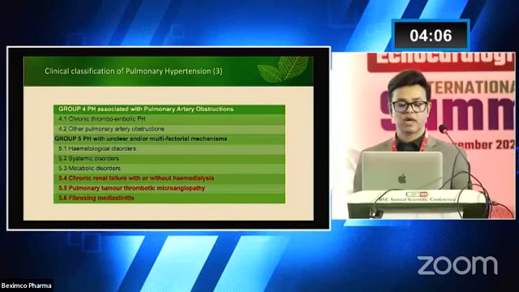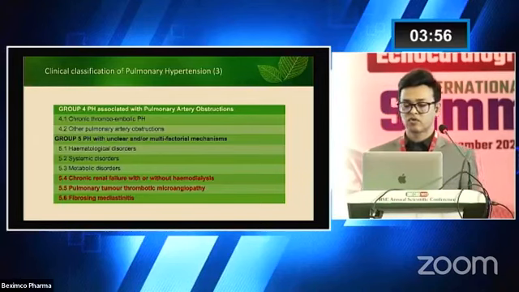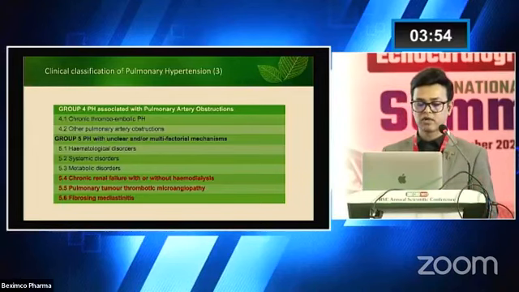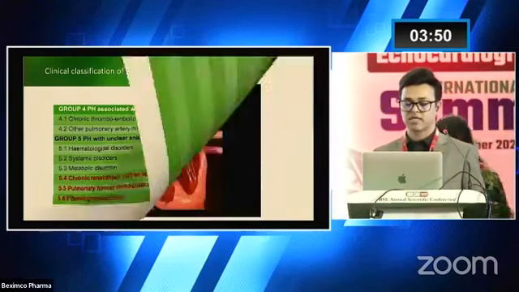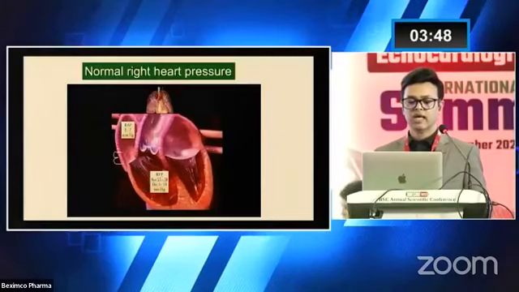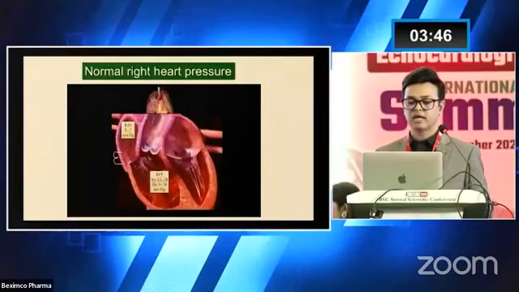Group 5, unclear or multifactorial mechanism: hematological disorder, systemic metabolic disorder, chronic renal failure with or without hemodialysis, pulmonary tumor, thrombotic microangiopathy, fibrosing mediastinitis. This is normal right heart pressure.